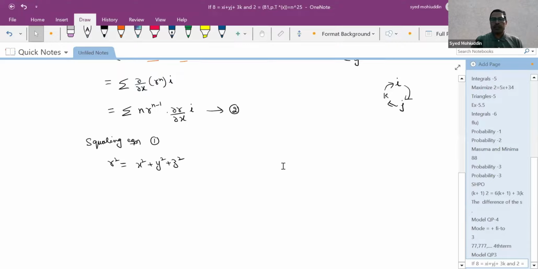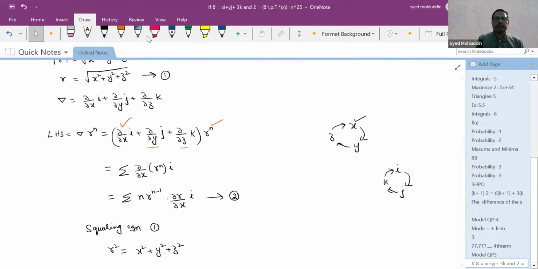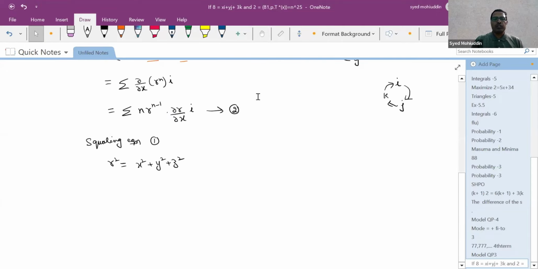Because you're having a square root over here, the moment you remove the square, the square root will vanish and you'll just be left with x square plus y square plus z square. So now, since you have got this value, I'll differentiate this partially with respect to x, partially with respect to x.